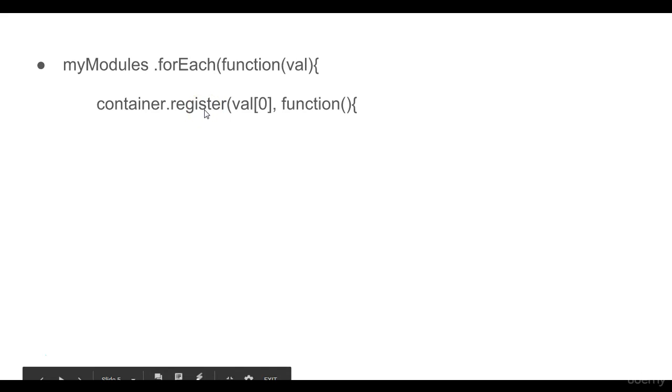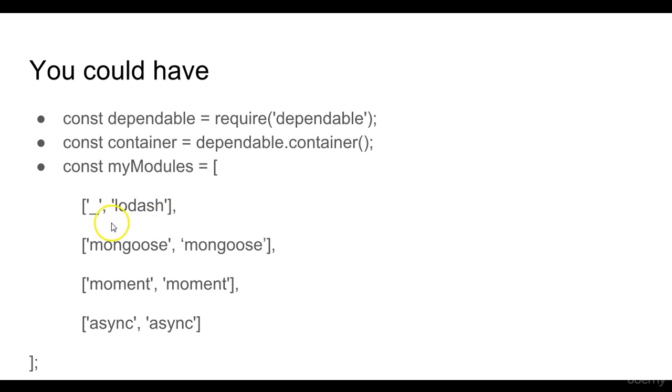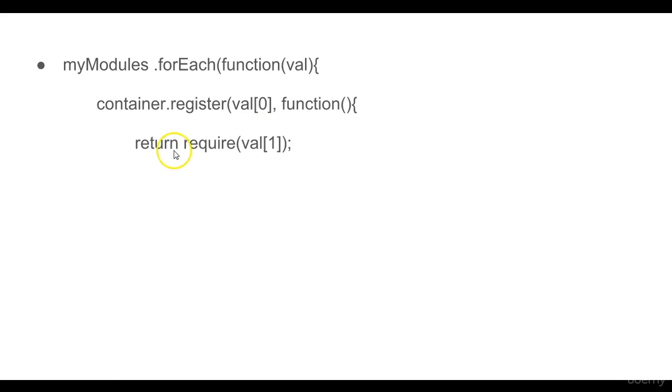This comes from the dependable module. So we say container.register. Then we take the value at index 0. So if we go back, these are the values at index 0 for each module. So we take each of these modules, then we return the required value of the module at index 1. This is just how you make use of them. So by calling this container.register, we're going to get the values at index 0. Then we return the required value or the function at index 1 by requiring it.